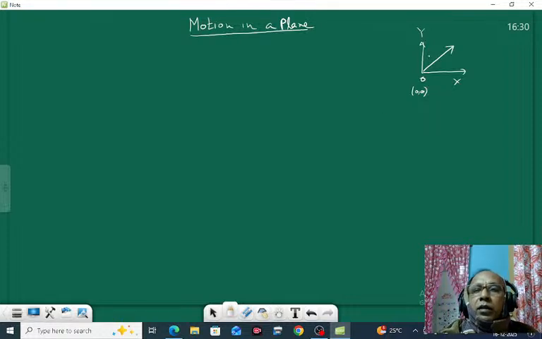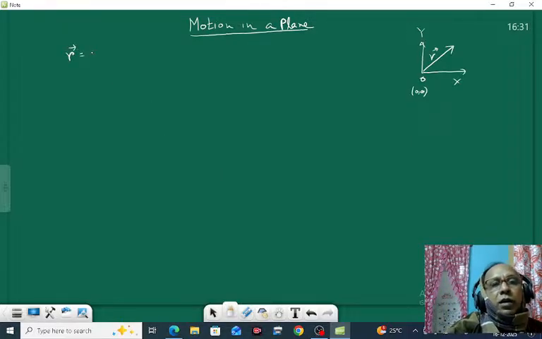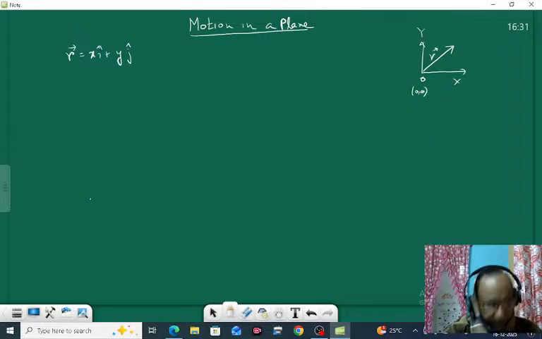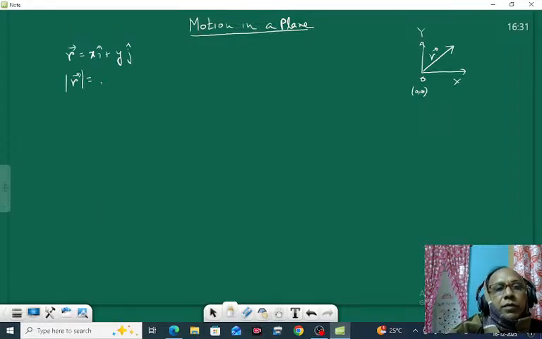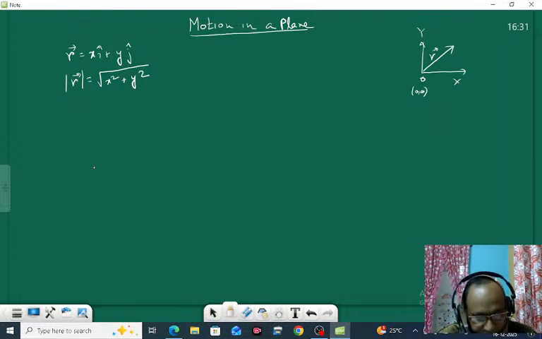So vector r in two dimensions can be represented as vector r equal to x i plus y j, where i and j are unit vectors. And if we want to find the modulus of the vector, the modulus of r is root over x square plus y square. This is the modulus of the vector r.